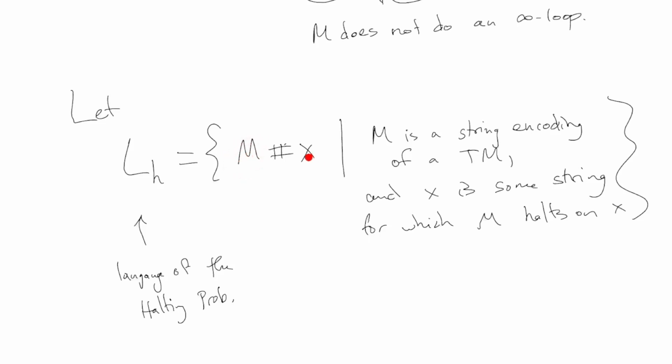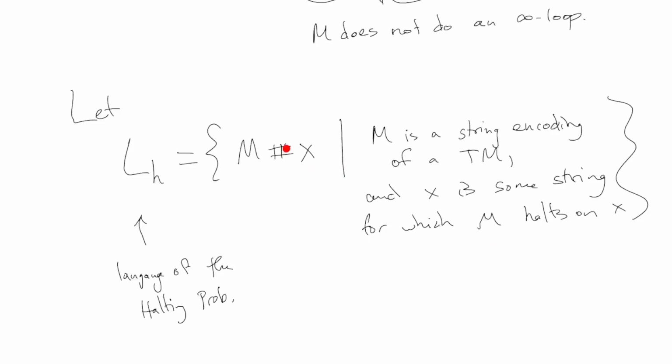And then X is a particular string which you intend to feed into the machine M, all right? And it goes in this set. This set consists of all of the strings that look like the machine, this hashtag followed by a string, so that M halts on X.